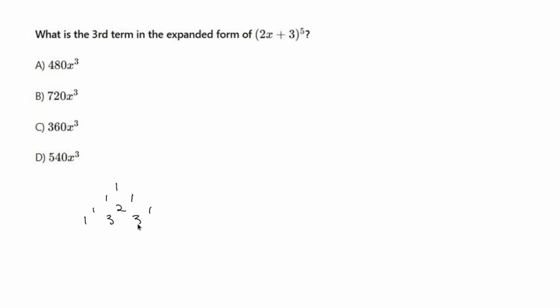1, 3, 3, 1. So degree 0, 1, 2, 3. I've got 2 more to go. 1, 4, 6, 4, 1. So degree 0, 1, 2, 3, 4. And finally, degree 5 is going to be 1, 5, 10, 10, 5, 1. So in order to build the binomial theorem, we have 1, 5, 10, 10, 5, 1. Okay, now I'll label A, 2x is going to be my A, and I'll label B.